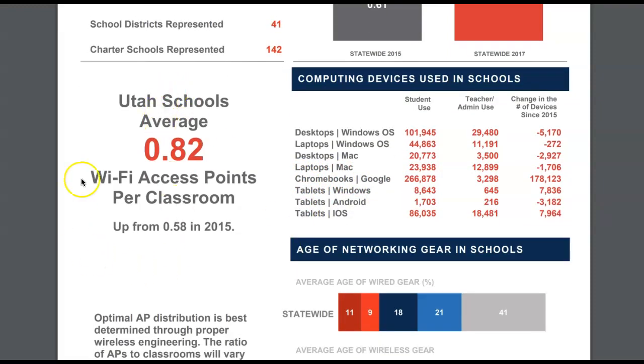All right, we're also seeing that the Wi-Fi access points went up dramatically between 2015 and 2017. Again, that's due in large part to that legislation and funding that was able to help support schools in building up their infrastructure.